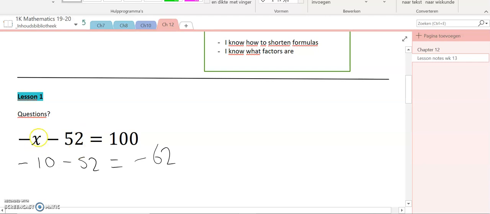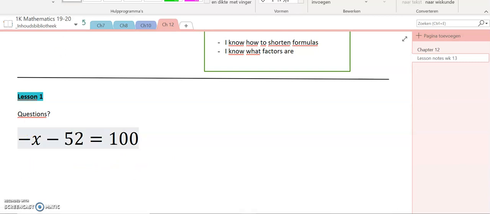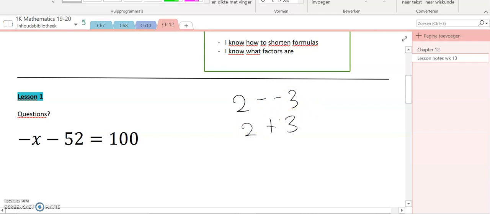So it doesn't really work if you just replace the x with a positive number, because then it becomes more and more negative, and you want to have a positive outcome. So if you can't fill in a positive number for x, then you have to fill in a negative number. And maybe you still know that, well, if you have 2 minus negative 3, that is the same as 2 plus 3. So if you have two negative signs behind each other, then it's the same as plus.